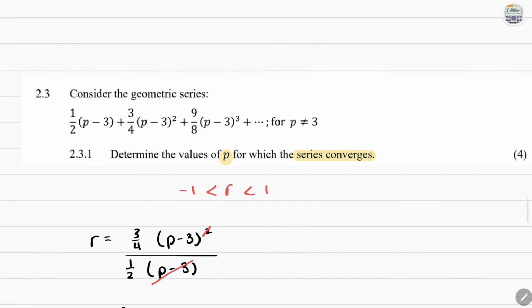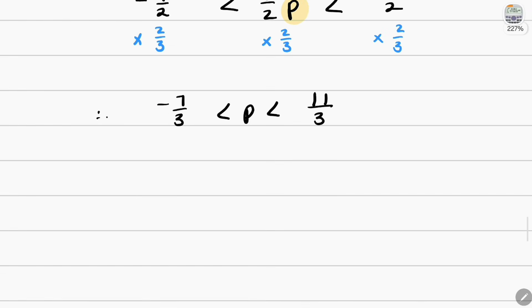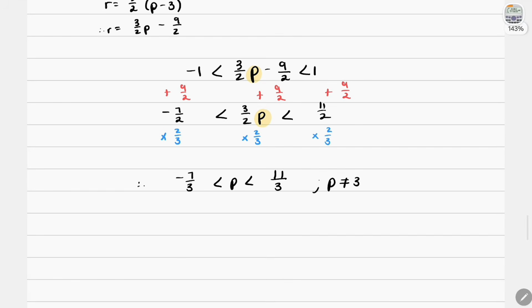Also remember that they did say p is not equal to 3. You see that 3 is going to be included in the interval between negative 7 over 3 and 11 over 3, since 3 could be represented as 9 over 3. It will be within that. So just ensure that you also tell them p is not equal to 3, like they told us. And that is our answer.